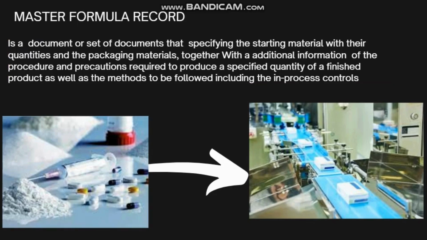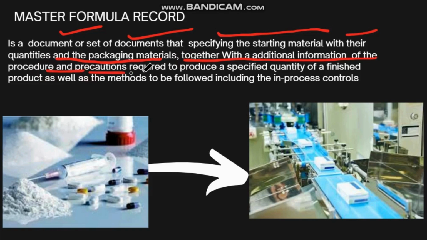So here master formula record is defined as a document, or you can say a set of documents, that specifies the starting materials with their quantities and the packing materials, and it also provides additional information on the procedure and precautions required to produce the specified quantity of the finished product, as well as the method to be followed in that process.